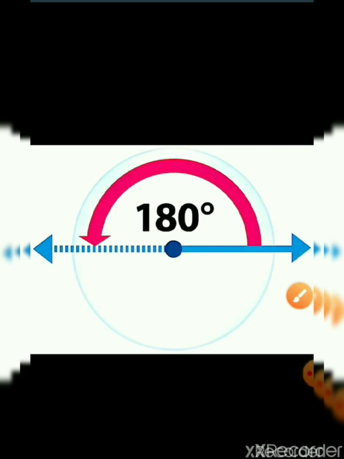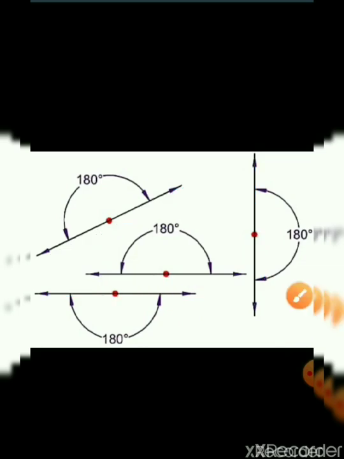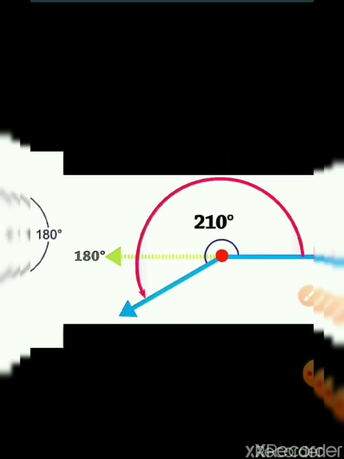Now let's see more examples. Here you can see all the lines are straight lines. Here this is a straight line and the angle made by the straight line is 180 degrees. And this one also is a straight line. This side is also straight. This side is also straight. So all these angles are examples of straight angle as they are of 180 degrees each.